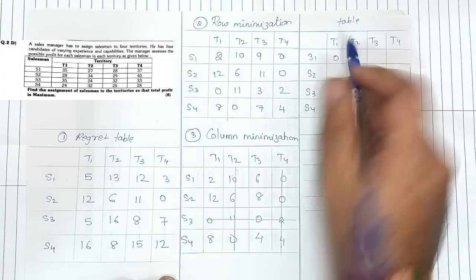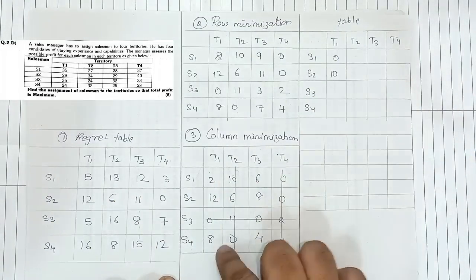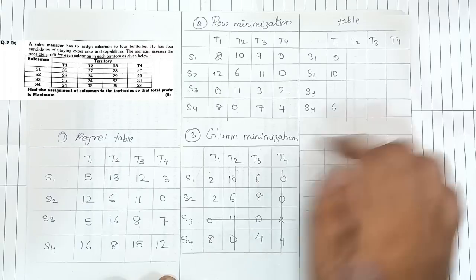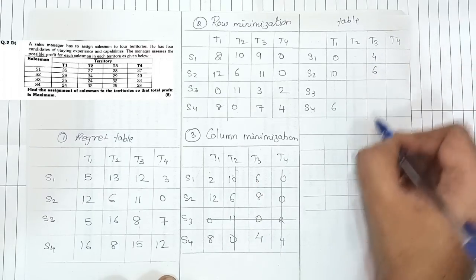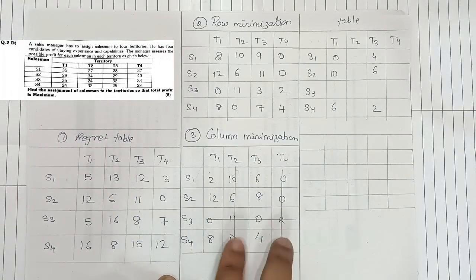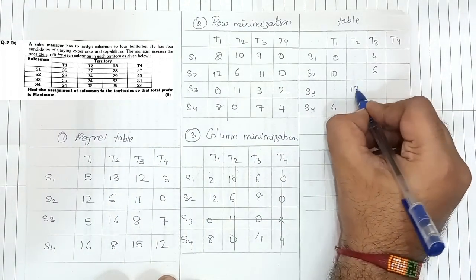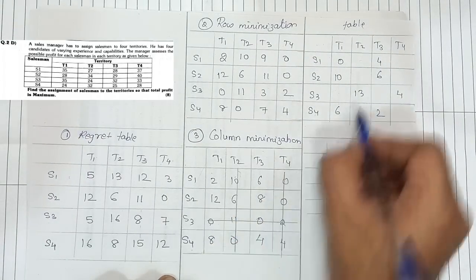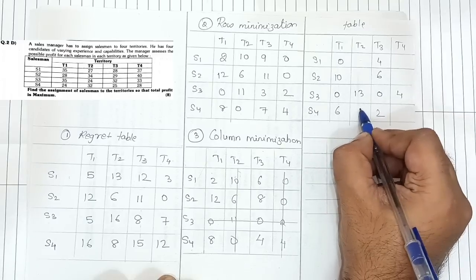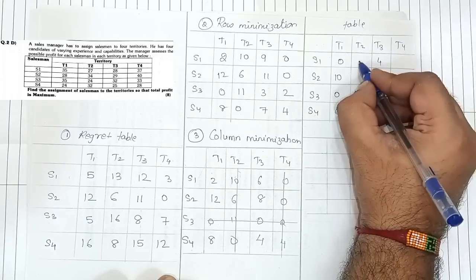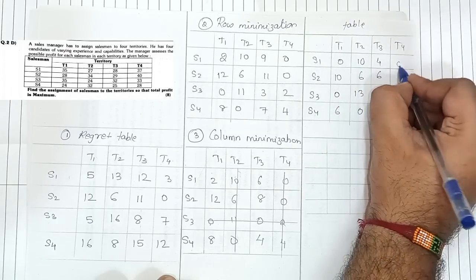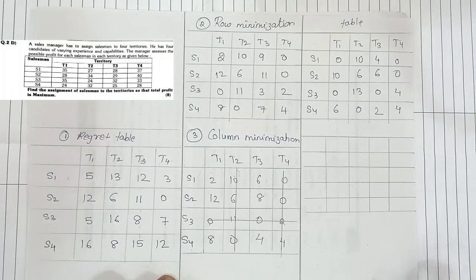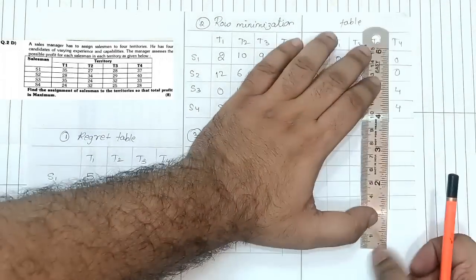So first 2 minus 2, 0, 12 minus 2 is 10, 8 minus 2 is 6, 6 minus 2 is 4, 6 and 2. Wherever the lines are intersecting, add that lowest value. So this 11 will become 13, the 2 will become 4. Rest all values remain as they are. So 0 0 remains as it is, this 0, this 4 remains as it is, 10 6 0 0 remain as it is.